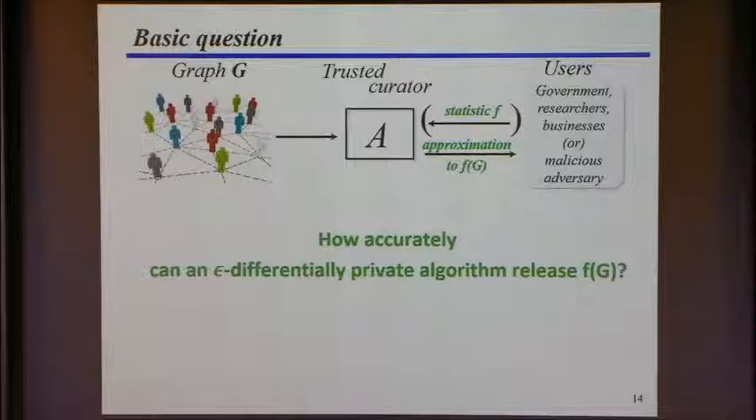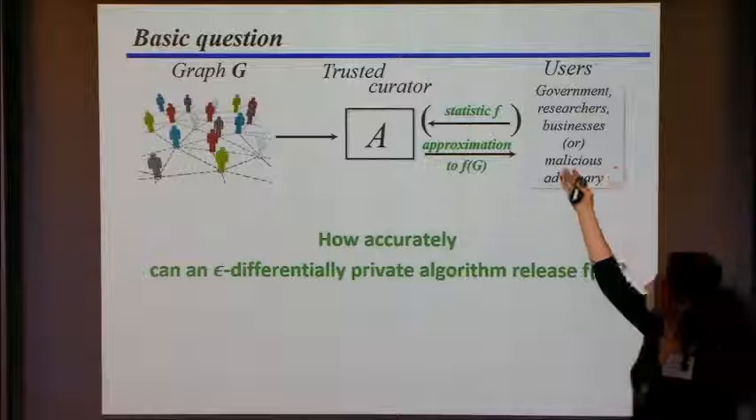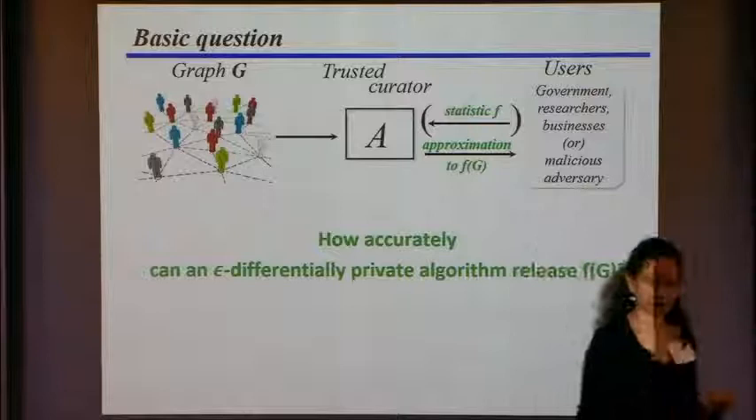So the basic question we're trying to answer: we're given a graph, stored in some trusted place. The users ask a question, so they ask for some statistics and they get some approximation f of g. And the question is, how accurately can an epsilon differentially private algorithm release f of g? And specifically, again, I'm going to be presenting these techniques as they apply to node privacy, but you can also apply them to edge privacy.